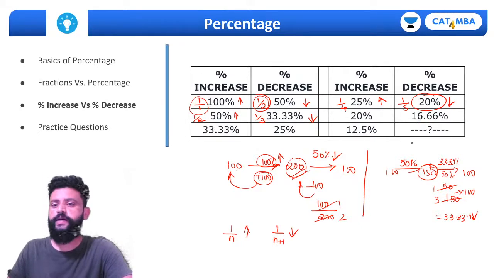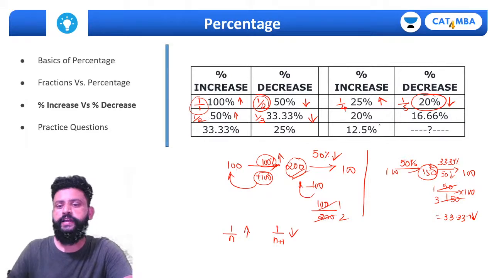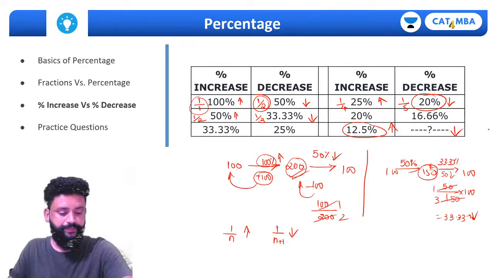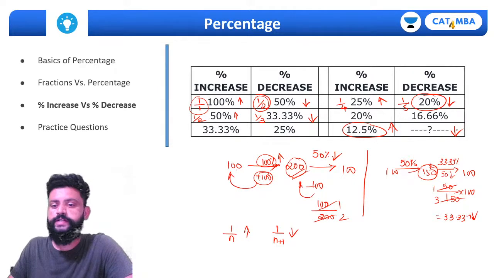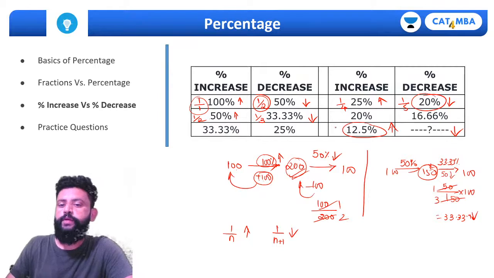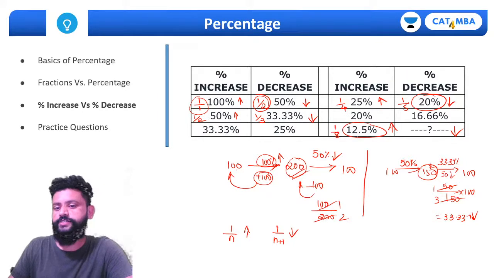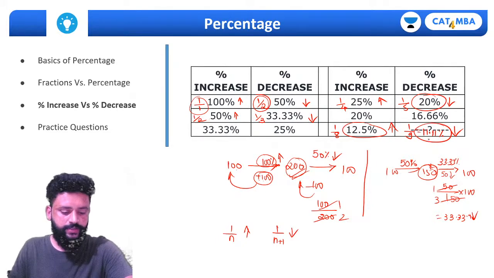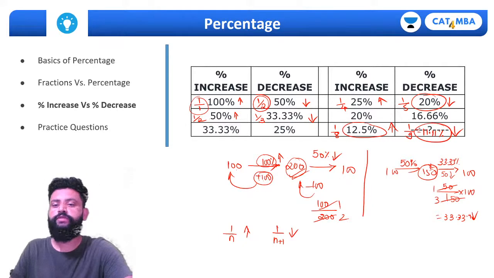Have you understood this part? Karthik, can you answer me for this? If there is a 12.5% increase, then what should be the percentage decrease? 12.5% is 1/8. So what will be the next fraction after 1/8? 1/9. Correct. So 1/9 is 11.11%. That should be the percentage decrease, 11.11%.